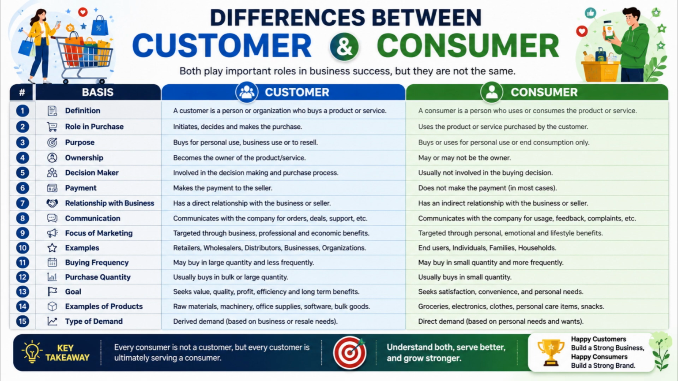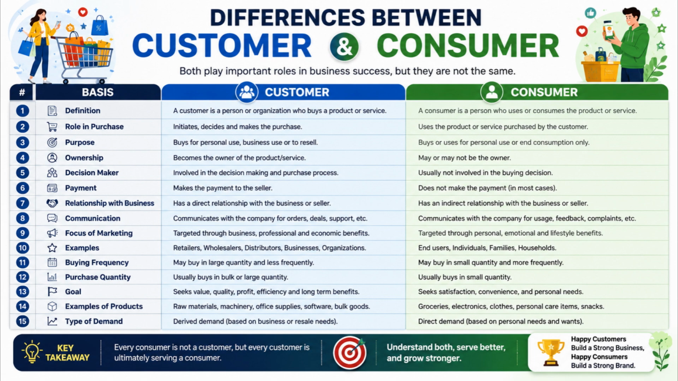Number 11. Customers often buy products in large quantities and less frequently, whereas consumers usually buy products in small quantities and more frequently. Number 12. Customers may purchase goods in bulk for resale or business use, whereas consumers generally purchase products only for their own use.